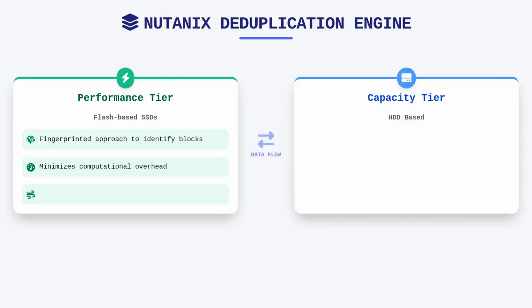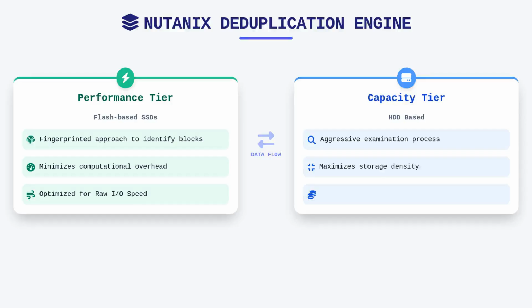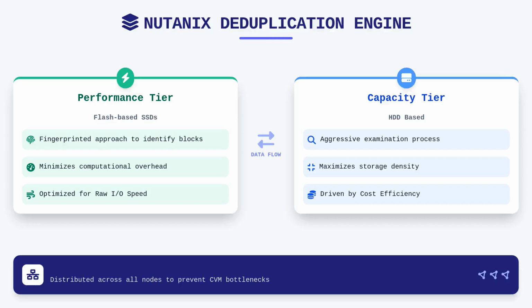Conversely, moving data to the capacity tier triggers a more aggressive examination process, as the goal shifts from raw I/O speed to maximizing density and cost efficiency. It is important to remember that these engines are designed to be cluster-aware, meaning that the deduplication process is distributed across all nodes in the cluster, preventing the controller VM from becoming a bottleneck during intensive ingestion periods.